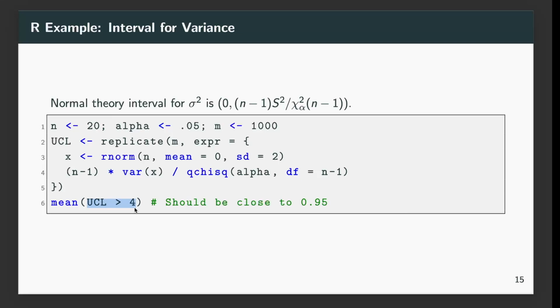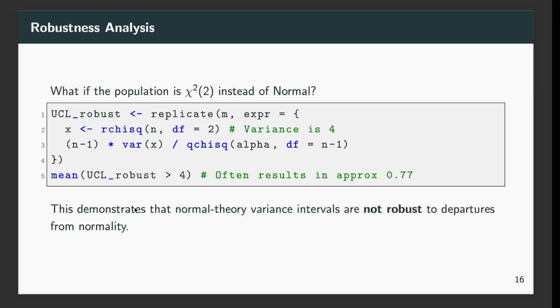So the formula works when the assumptions are met, but what happens when the assumptions are violated? We will consider it in the next slide. So what if the data are not normal? What if the population is chi-squared with 2 degrees of freedom instead of a normal distribution? For this one, we try to run this again.